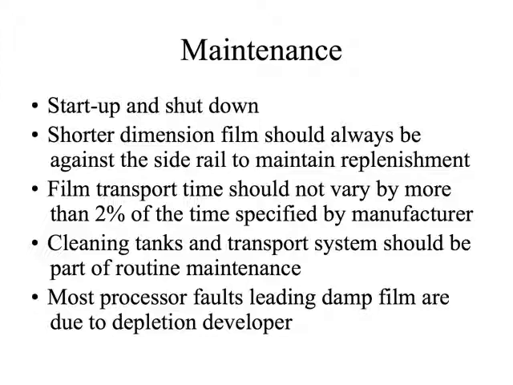And then cleaning these tanks and transport systems should be part of routine. If we're in a busy department, it may need to be a monthly thing. If it's an area that's used less, it could be as far off as a year or half a year. And then most processor faults that lead to damp film are due to depletion of the developer, so it's just a matter of adding more chemicals, right? So we have to watch those chemical levels, make sure that there's an appropriate amount of developer and fixer in the tank.